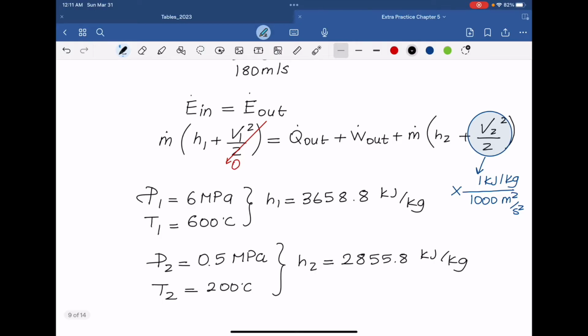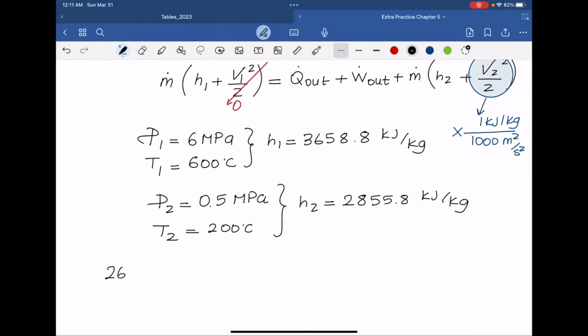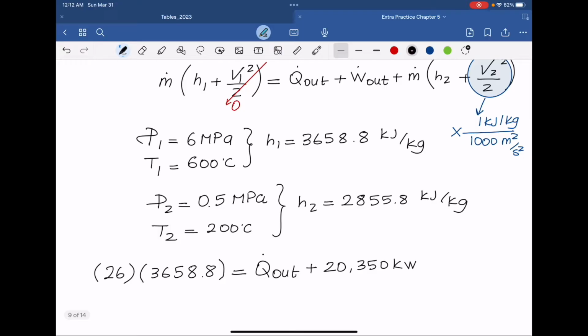Okay. So let's do that. All right. So mass flow rate is 26. And then H1 is, right, and then this is equal to Q out. Power is already given to us. And this equation continues. Mass flow rate is 26. And H2 is this.